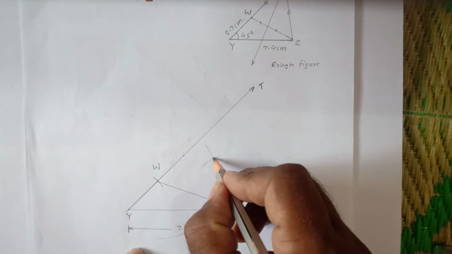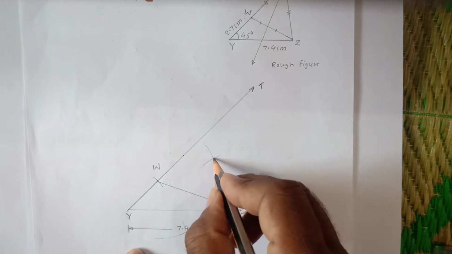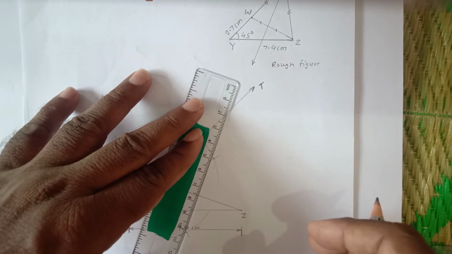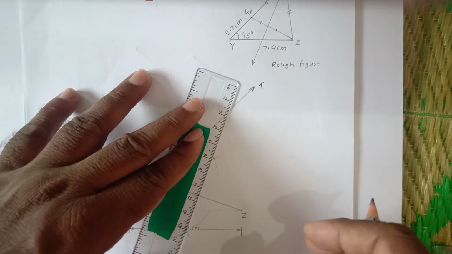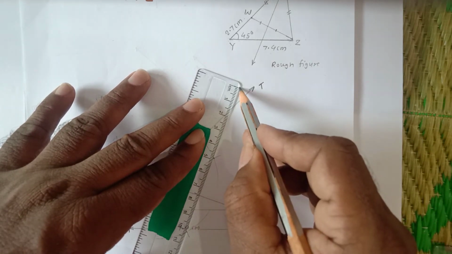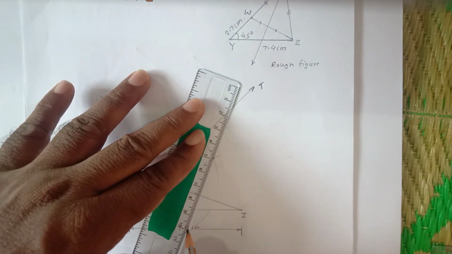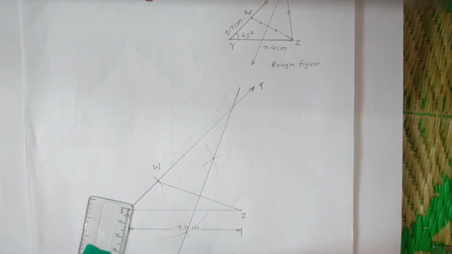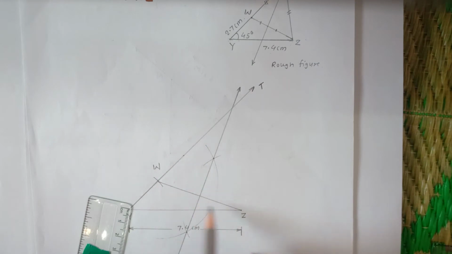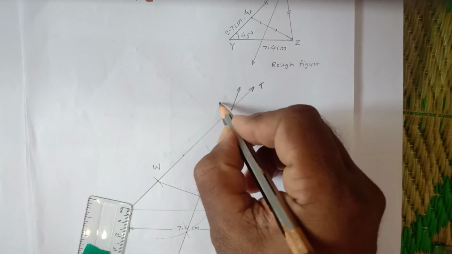Now we get the point of intersection of these two arcs. Join these points in such a way that the line should meet ray YT. In this way, this is the perpendicular bisector of WZ. Now this point will be point X.